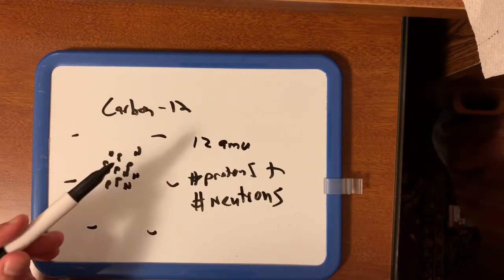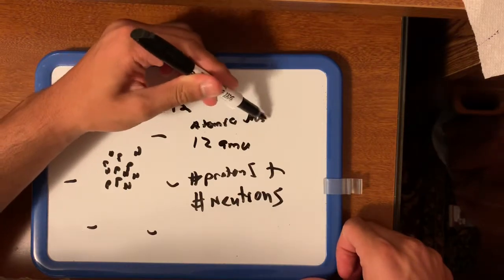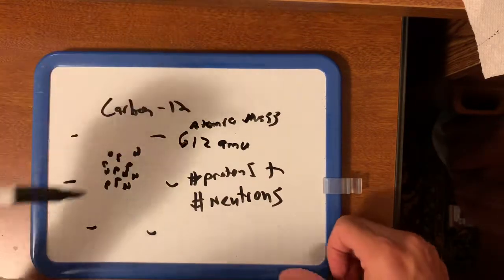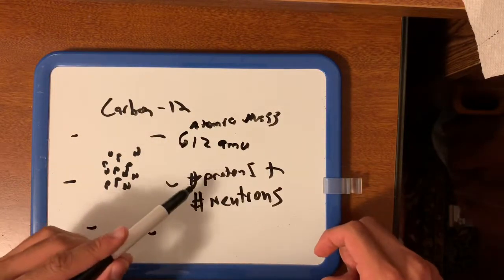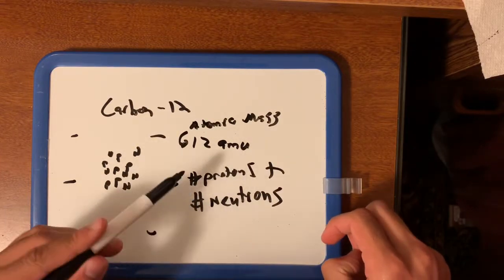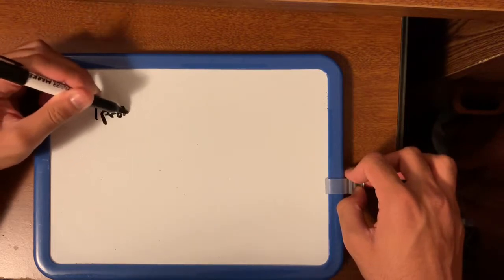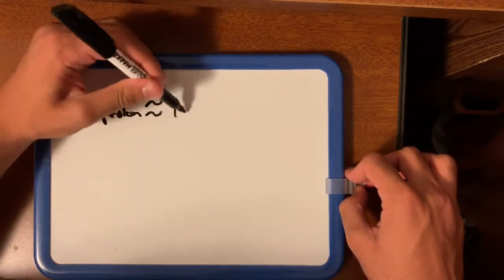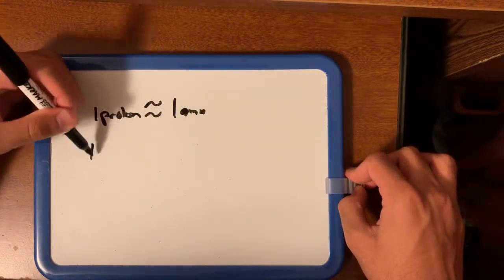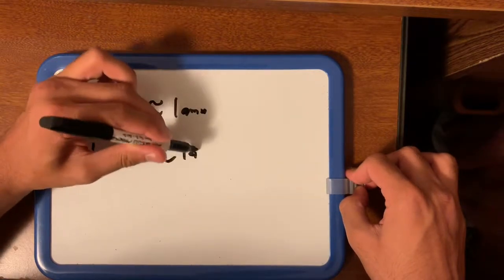So this carbon 12 atom has an atomic mass of 12 AMUs, and the way we got that was we had 6 protons plus 6 neutrons, which equals 12. The reason I said that is because when you usually look at atoms, we say that 1 proton is about equal to 1 AMU, and 1 neutron is about equal to 1 AMU.